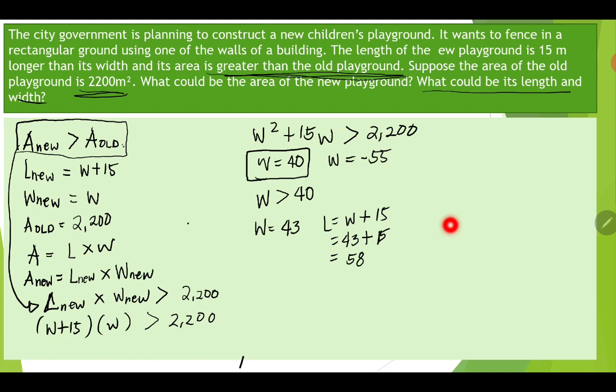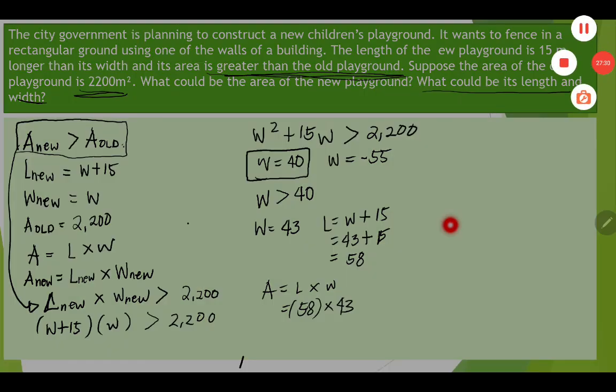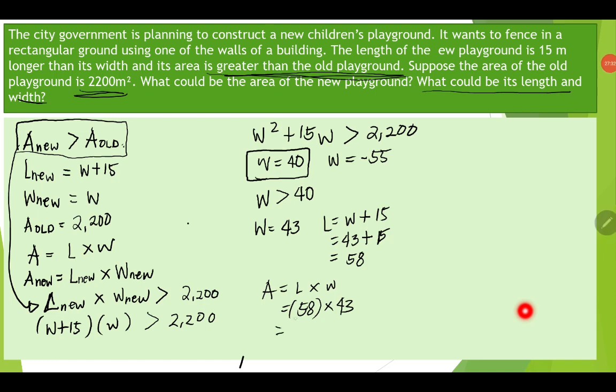Diba? Okay, test nga natin kung tama. Ano magiging area niya? Area is equals to length times width. So, 58 times 43. So, that is equals to 2,494. Okay. Sige nga, check natin. Sabi, 'di ba, mas malaki dapat yung bagong playground kaysa sa lumang playground. So, ang lumang playground ay 2,200 meters squared. So, greater than ba yung 2,494? Yes. Okay. So, pwedeng maging area ng playground is 2,494 at yung length niya ay 58 at ang width niya ay 43.